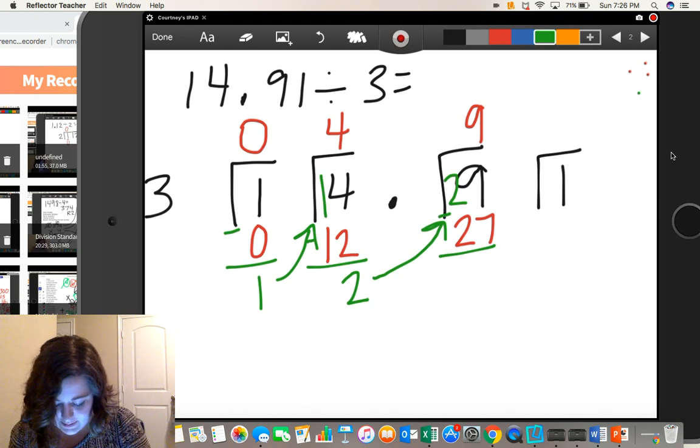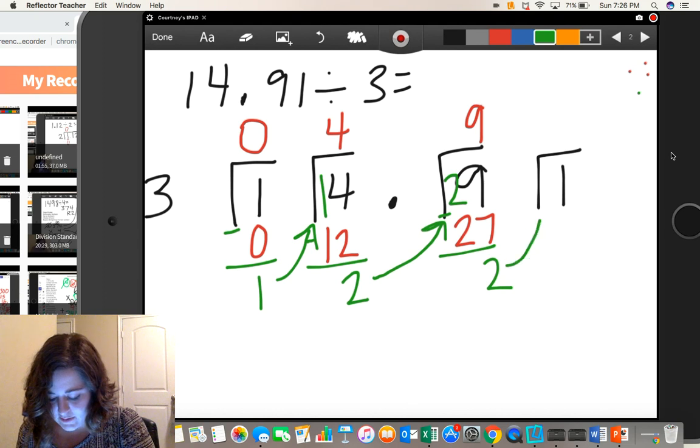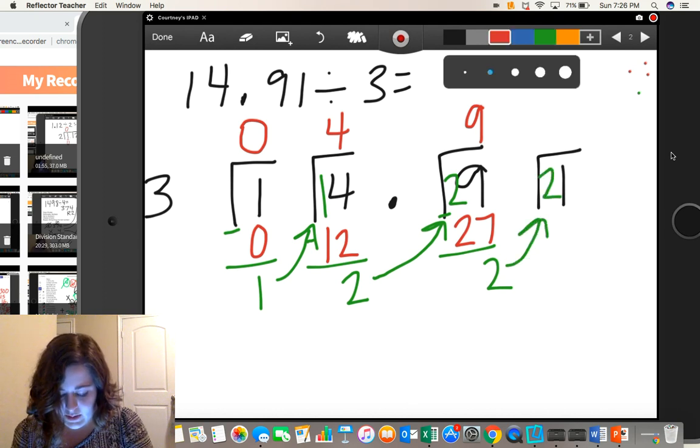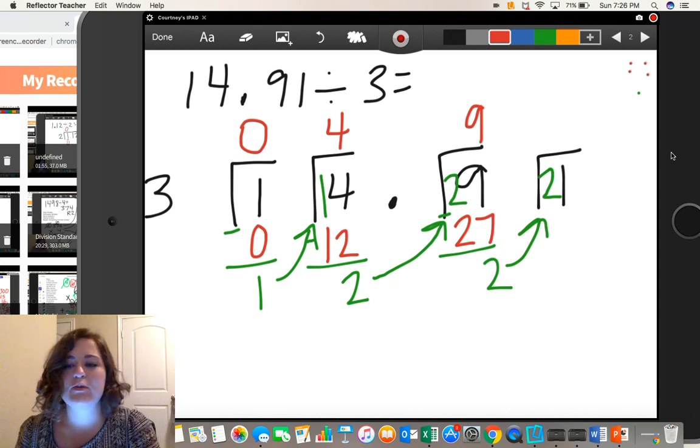29 minus 27 is 2. 2 is less than 3, so we're good to bring our number over to the next division house, which gives us 21. We need to know what number times 3 gets us closest to 21 without going over.